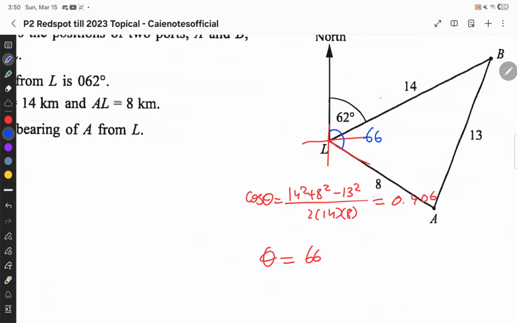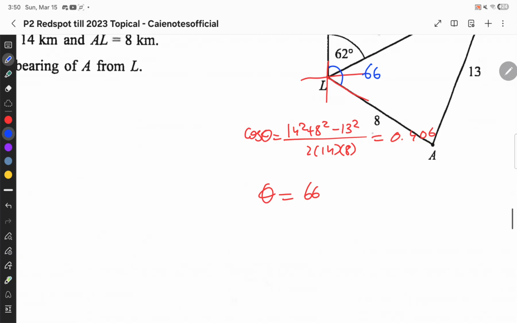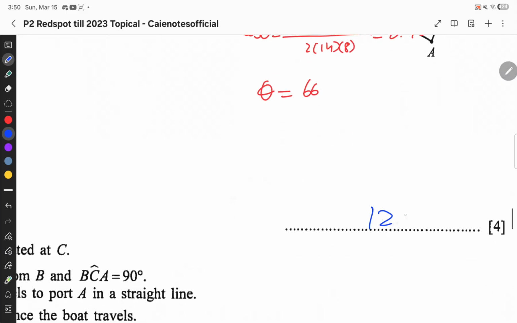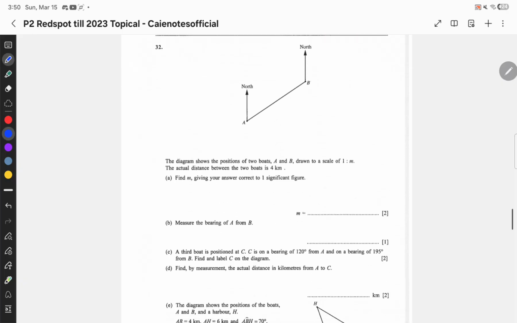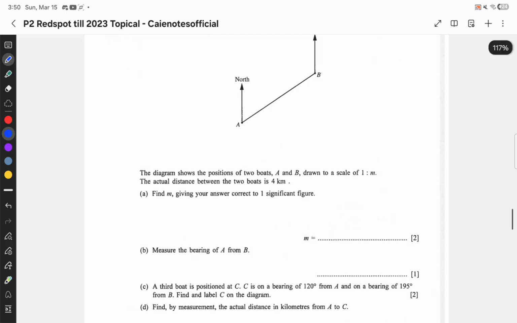So this is 62 plus 66 is equal to 128, like so. I do not feel like doing anything else, not doing a lot, you know.